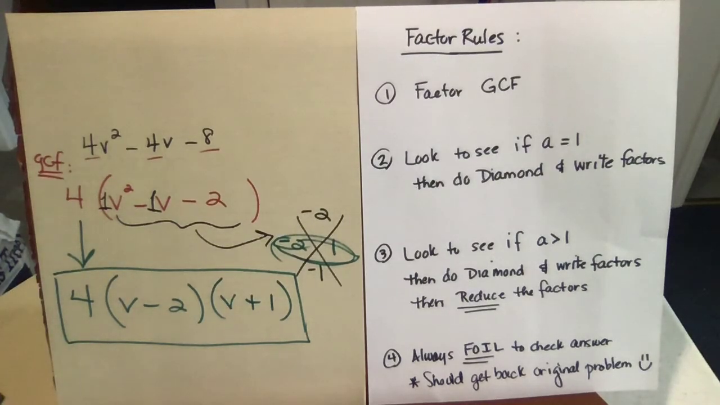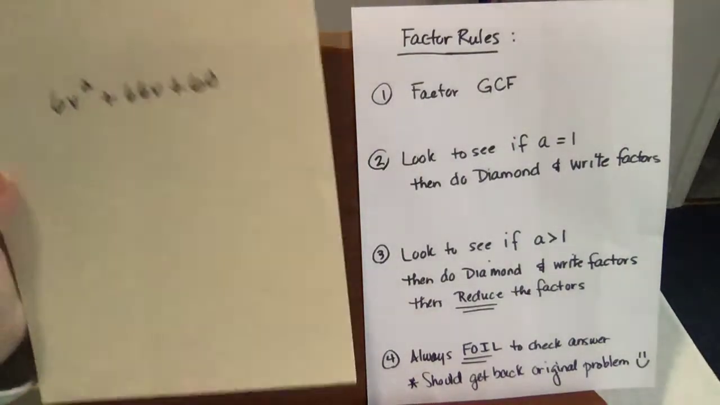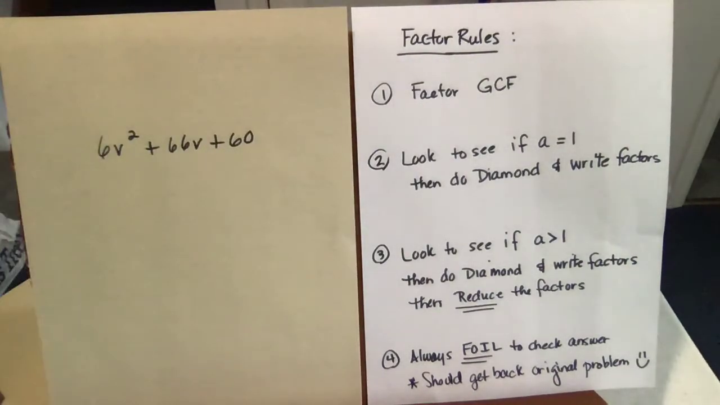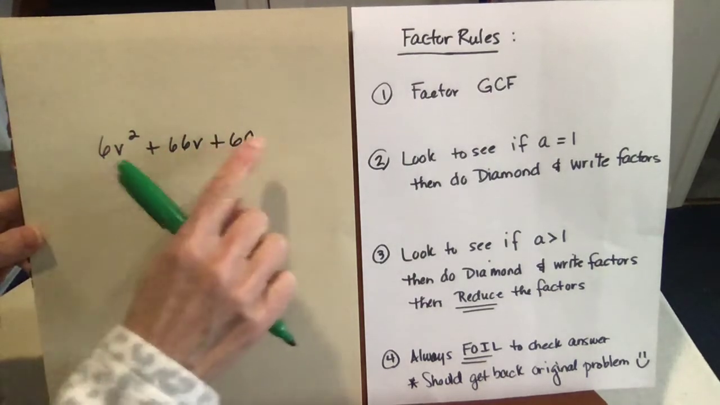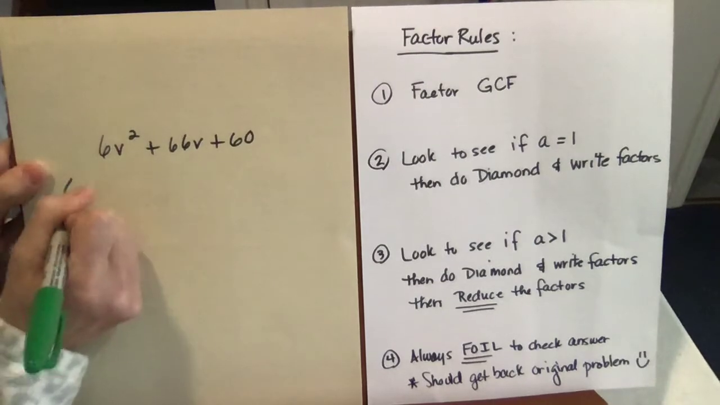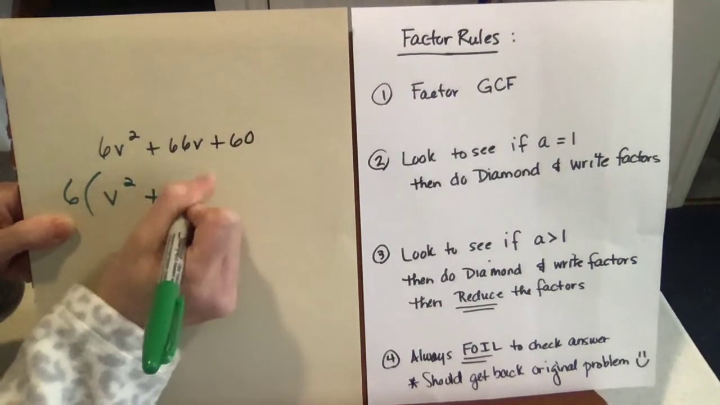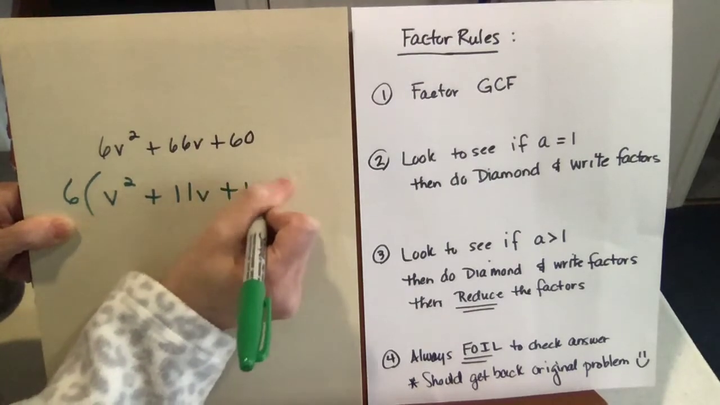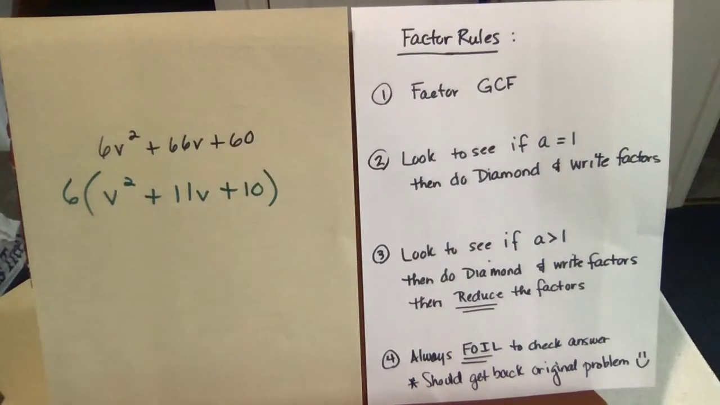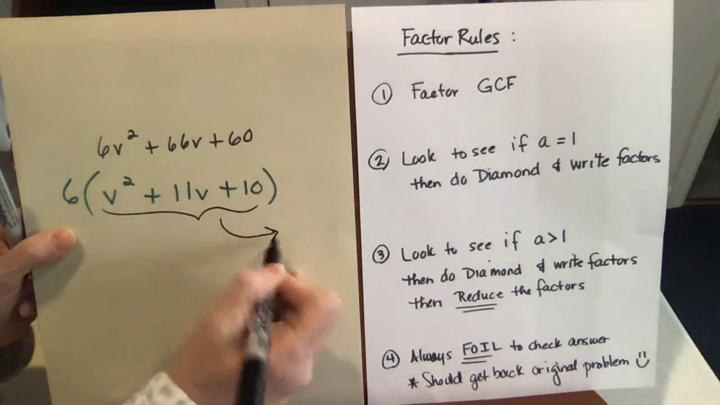All right, let's try one more like this. 6v squared plus 66v plus 60. 6, 66, 60. Pops in my head as the greatest common factor is 6. So that leaves you with v squared plus 11v plus 10. Your diamond is based only on the trinomial.